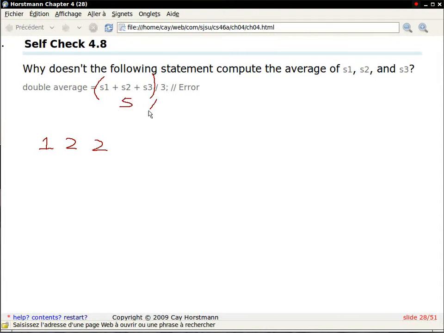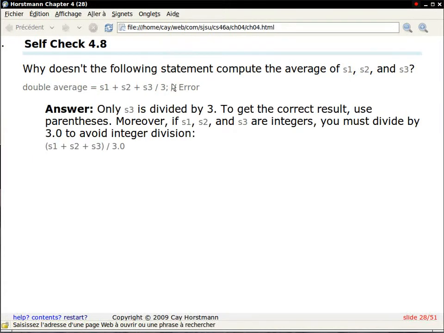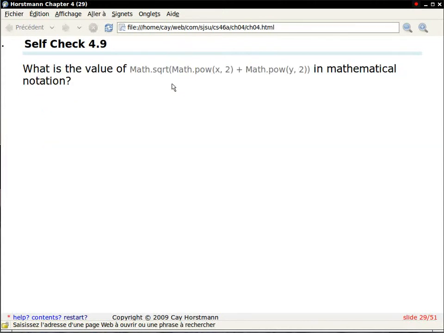What is 5 slash 3? It's 1. That's far away from 1.67. How do I fix it? I divide by 3.0. So there were 2 errors in here. Okay? See what the answer is. Yeah. All right, now we don't. Here we go. All right, good enough.